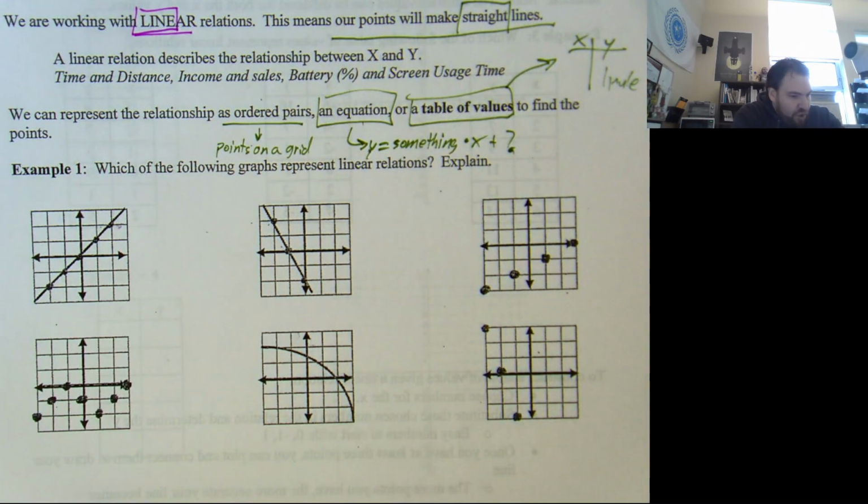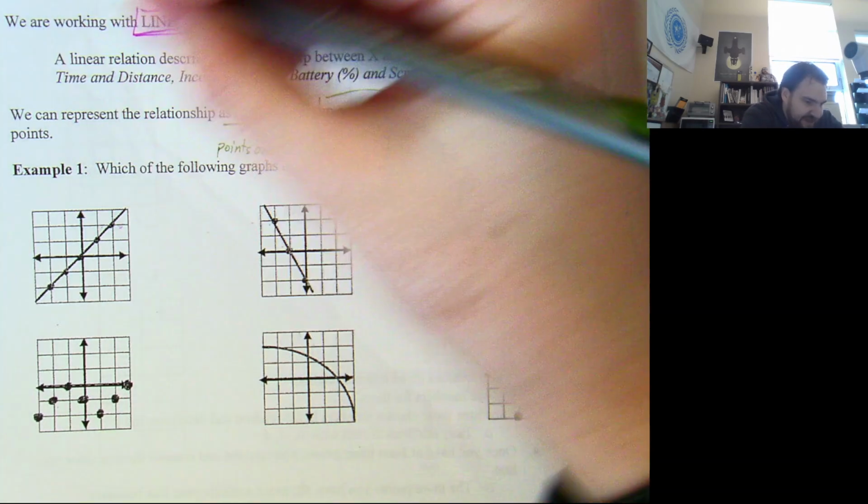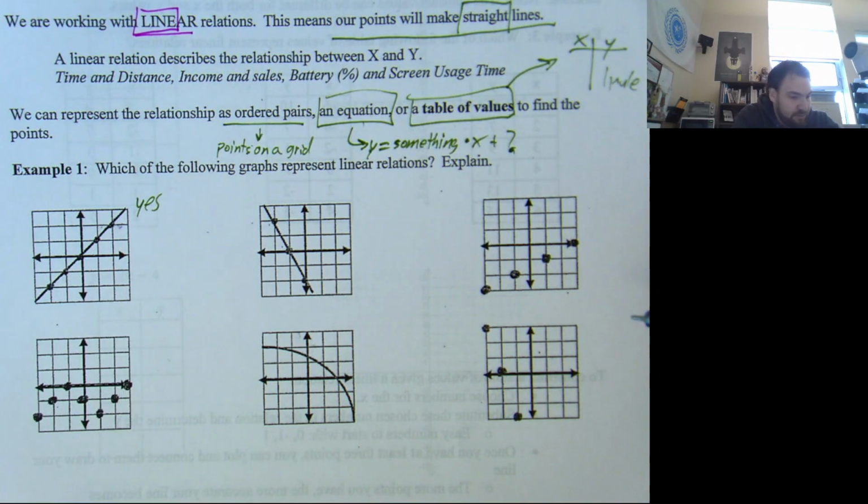Okay, so which of the following graphs represent linear relations? This one I think is fairly straightforward. Is that thing a linear relation? It's a straight line. Yes, this is. It is a straight line.